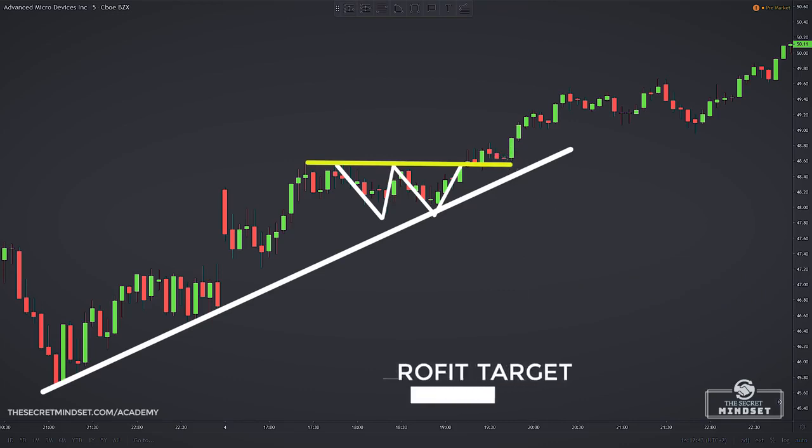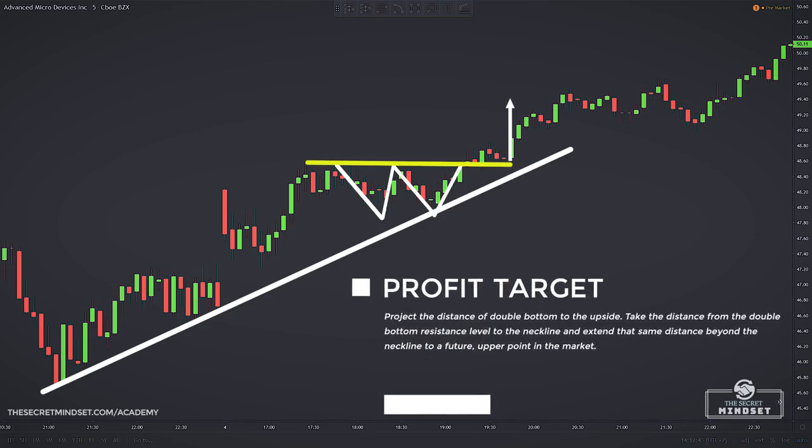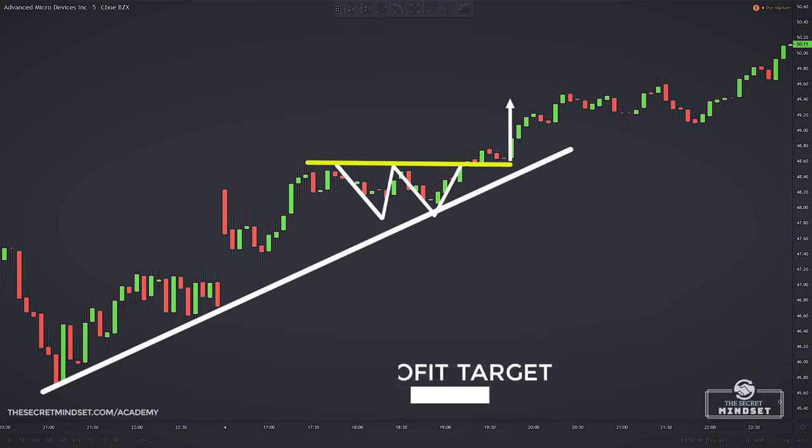A potential profit target is made by projecting the distance of the double bottom to the upside. You simply take the distance from the double bottom resistance level to the neckline and extend that same distance beyond the neckline to a future upper point in the market.